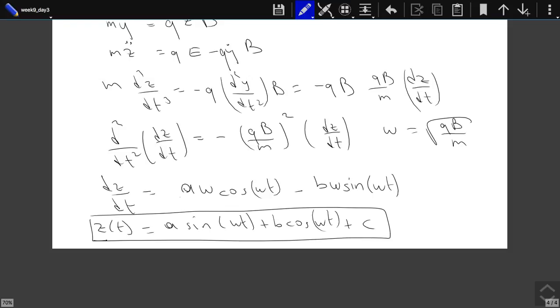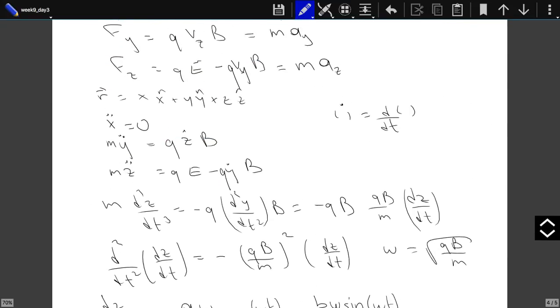Well, this is why, instead of calling a times omega another constant, I just define a such that there's an explicit omega over here so that it doesn't appear over here. I could have, if you wish, just called a omega a new kind of constant. These constants a and b are determined by your initial conditions.